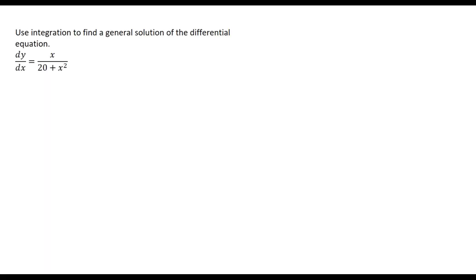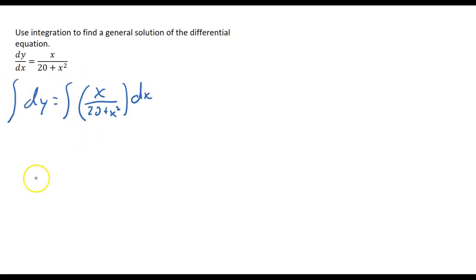Okay, we can use integration to find general solutions of the differential equation if we aren't given the general solution. And the way we do it is we separate the variables. In other words, I get all the x's together on one side and all the y's on the other. So to do that, I'm going to multiply both sides of this by dx. So I have dy equals x over 20 plus x squared dx. And then I integrate both sides. So the integral of 1 dy is y.